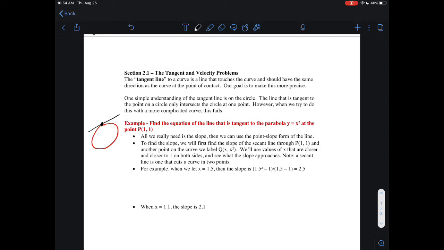However, when we try to do this with a more complicated curve, this fails. So for example, if we were to look at a sine wave, like this, and then draw a tangent at a certain point, like maybe here, we can notice that it touches there, but then if we were to keep this line going, it would intersect with the graph again. So we need to be a little bit more specific when we're talking about a tangent line to a curve at a point. So we'll look at this example.